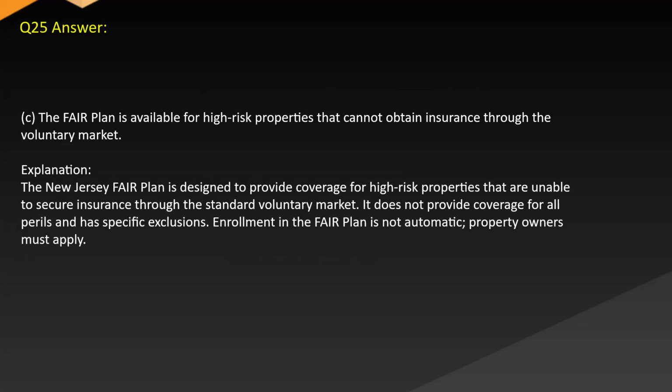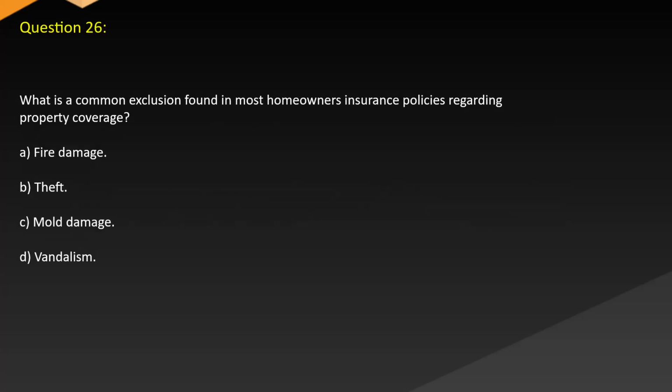Answer: C. The FAIR plan is available for high-risk properties that cannot obtain insurance through the voluntary market. Explanation: The New Jersey FAIR plan is designed to provide coverage for high-risk properties that are unable to secure insurance through the standard voluntary market. It does not provide coverage for all perils and has specific exclusions. Enrollment in the FAIR plan is not automatic. Property owners must apply.